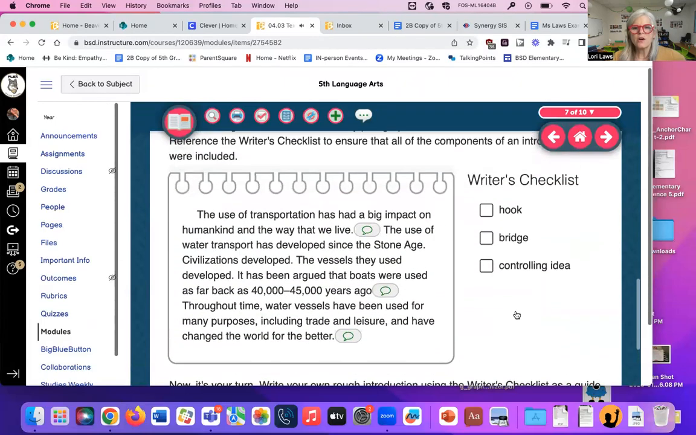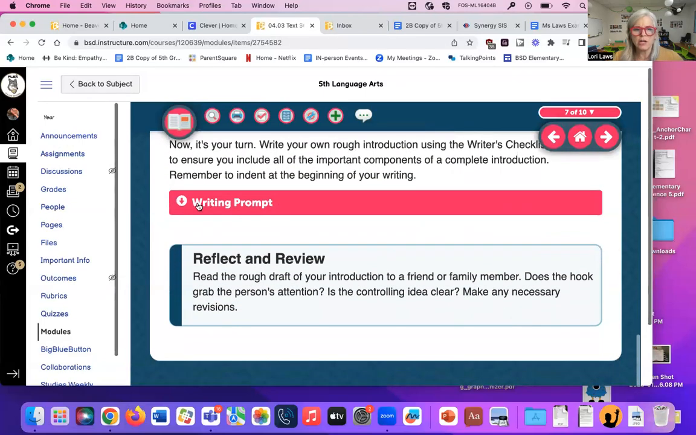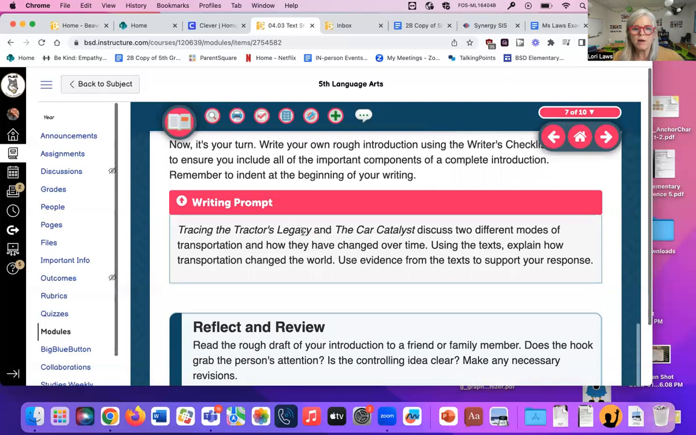Okay. So here it talks about checking off those things, and now it's your turn. And here it's the writing prompt again. Now, I want to say one thing about a writing prompt. When you are given a topic to write about, it is super important that you read and reread that topic and make sure that's what you're answering.